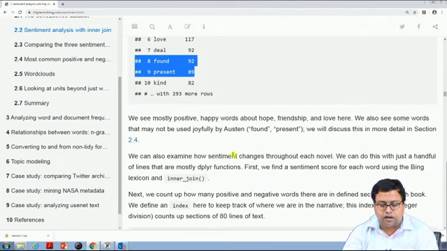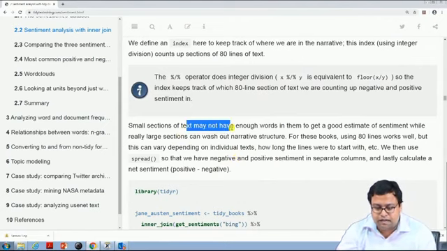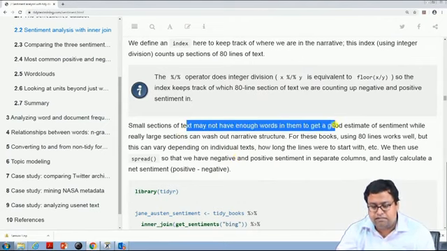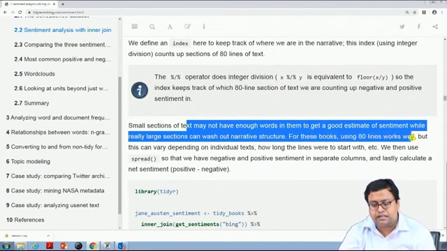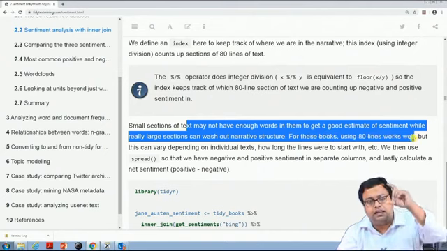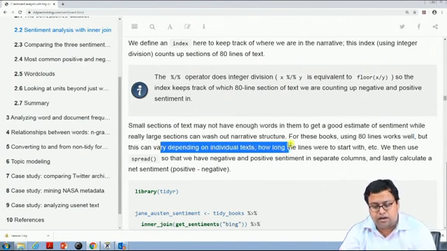We can also examine how sentiment changes throughout the novel. So, in the first part of the novel, second part of the novel, how it is changing, they try to check that. A small section of text may not have enough words in it to get a good estimate of sentiment, while large sections can wash out narrative structure. For these books, using 80 lines works well. So, every 80 lines they are finding the sentiment, but this can vary depending on the individual text, and how long the lines were to start with.